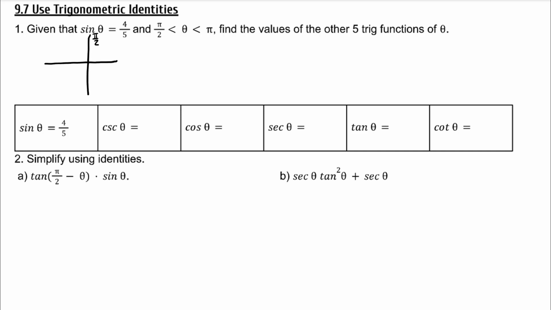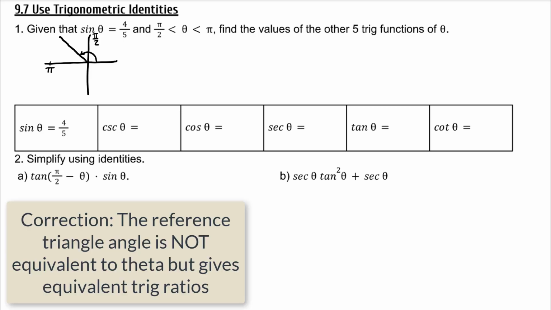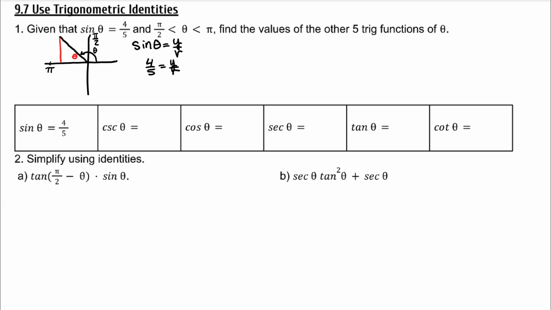So draw an angle that is in quadrant 2 and then draw your reference triangle. Sine of theta, which is equivalent to the reference triangle angle, is equal to y over r, opposite over hypotenuse. So if we've been given the ratio 4 over 5, then y equals 4 and r equals 5. Now all we need to do is use the Pythagorean theorem to solve for the other side of the right triangle.